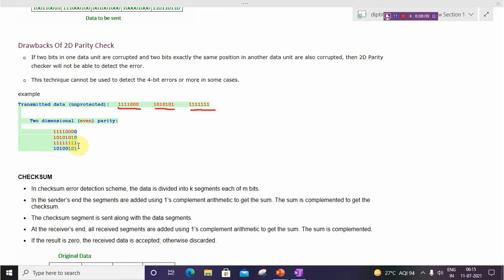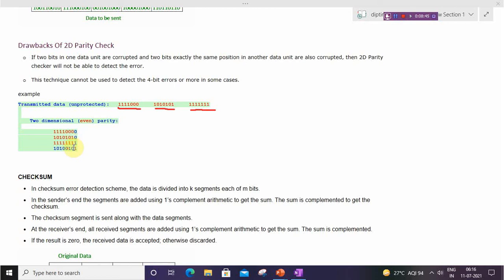And column-wise, in the first column there are 3 ones, so the parity bit will be 1, because it is even parity and we have to make the number of 1s even. In the second column there are 2 ones, an even number, so the parity bit will be 0. In the third column there are 3 ones, so the parity bit will be 1. In the fourth column 2 ones, so the parity bit will be 0. And in the fifth, 2 ones, so the parity bit will be 0.